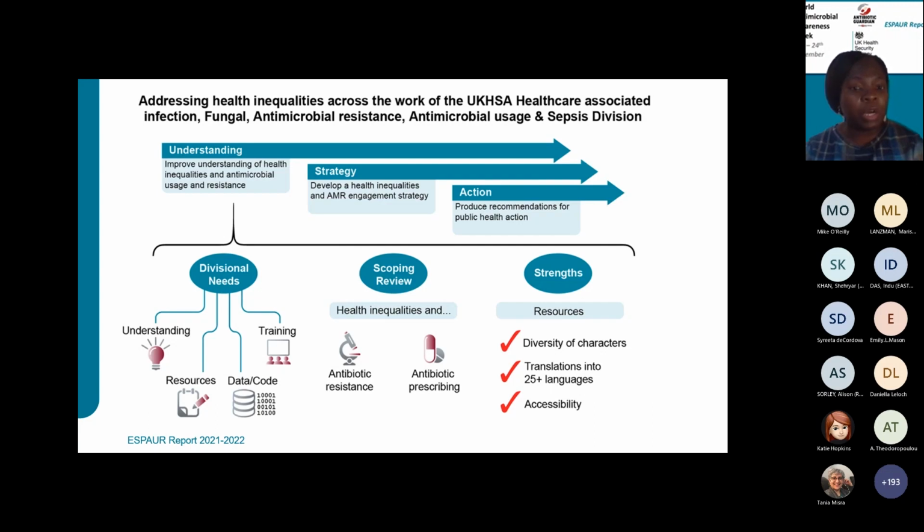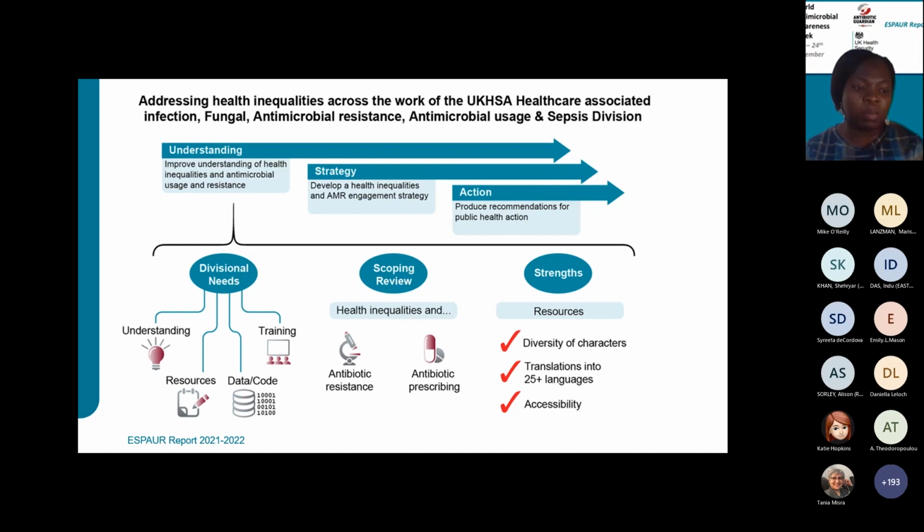We also undertook 2 scoping reviews, and I'll talk about that shortly. We identified what strengths we already had available. Some of that was around the resources that are published and developed through the organization, for example translating those resources for the public into multiple languages and making sure that they're accessible, and by that we mean easy read, for example. Also making sure that the way reports are produced, the ESPAUR report being an example of that, is accessible.